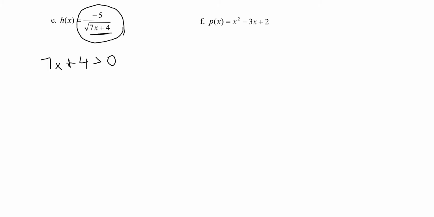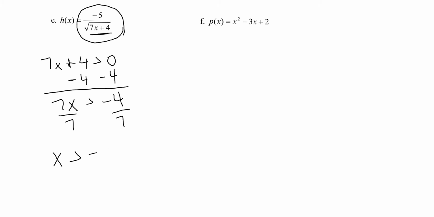So to solve it, we will subtract 4 from both sides. So we get 7x is greater than negative 4. Divide by 7. So x is greater than negative 4/7. So our domain is any value that's greater than negative 4/7.